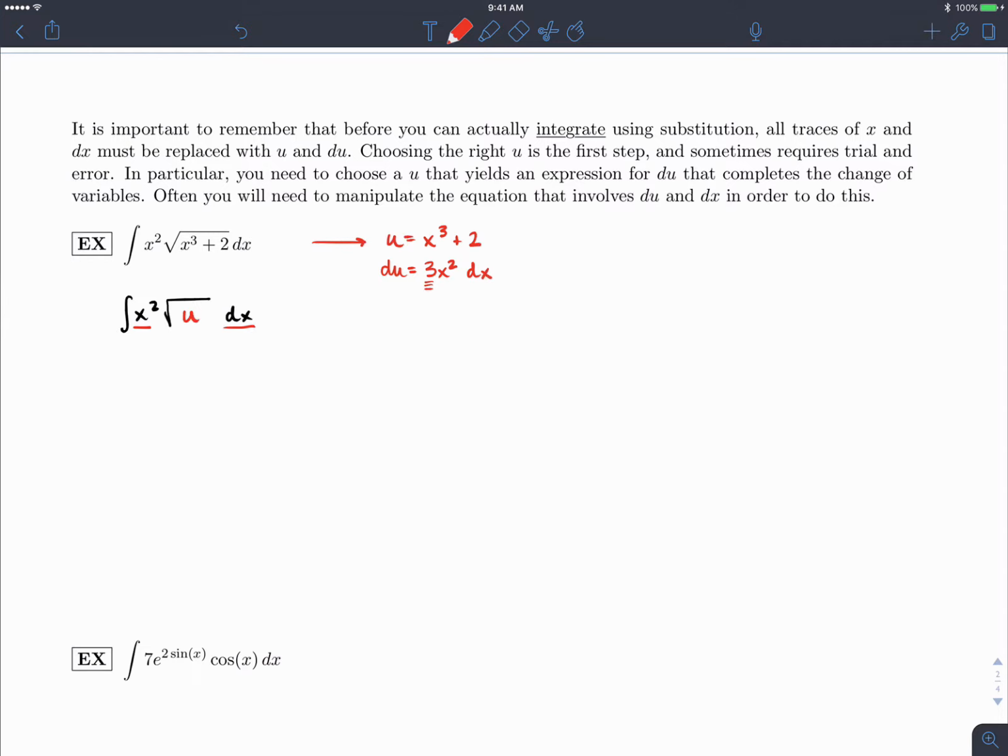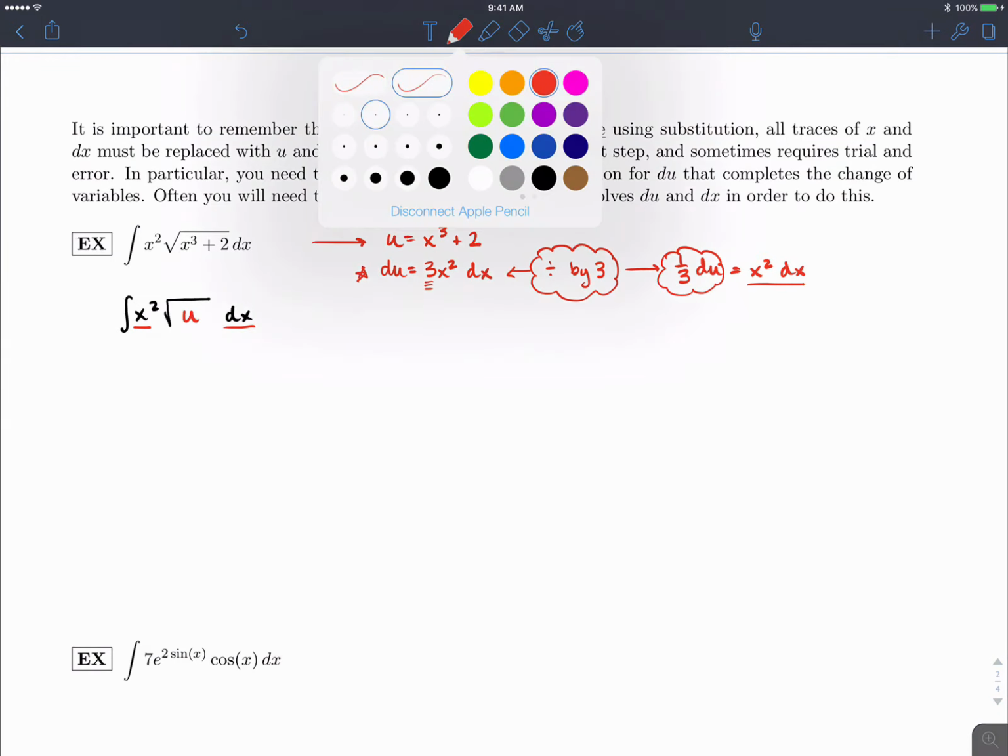We want what we want to replace to match up perfectly with this statement right here. So what I'm going to do here is I'm going to divide by 3. So if I divide both sides of this du statement by 3, what I'm left with is 1/3 du is equal to x squared dx. And now what we want to substitute out is there, exactly the way that we needed it. So we're going to replace that x squared dx with a 1/3 du.